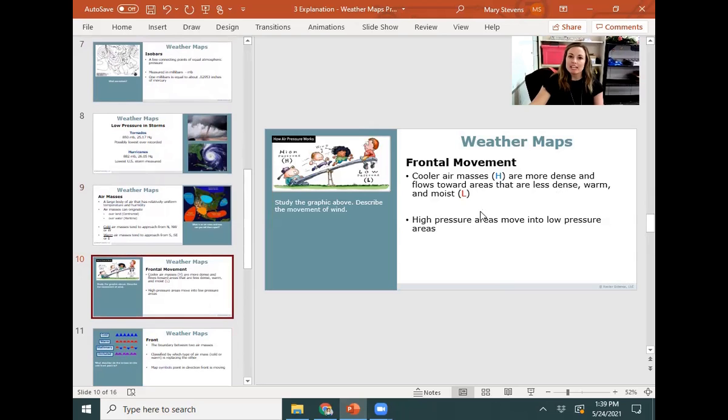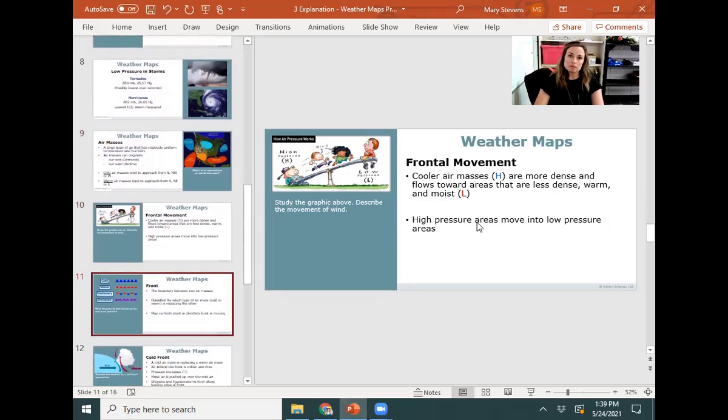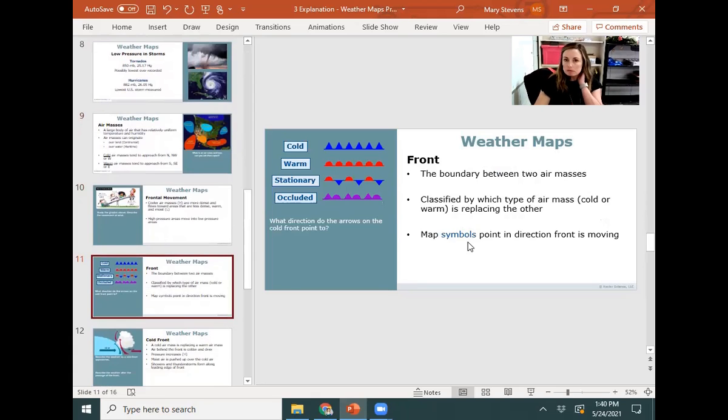When we're talking about these air masses, you also talk about frontal movements. This is going to be when cooler air masses or high pressure that are more dense flow towards areas that are less dense and warm, moist air. High pressure areas move to low pressure areas. Also on a weather map, you'll find different fronts or different types of weather approaching. These are going to be the boundaries between two air masses.